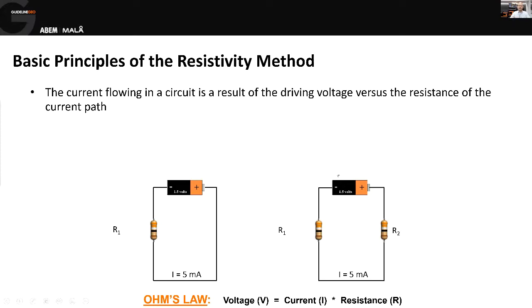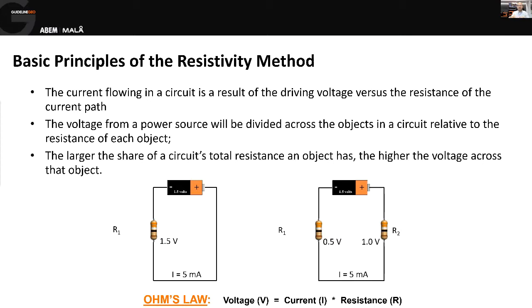So there's two circuits here, and they both have the same total resistance within them, and that resistance is resulting in a flow of 5 milliamps. But what you can see is that on the left-hand side, the resistance is all in one place. It's on this single component. And in the diagram on the right-hand side, the resistance is split between two components, but the current remains the same, provided that the total resistance is the same. So when we're injecting current into the ground, the resistance of the material between the current injector A and the current injector B determines how much current can flow.